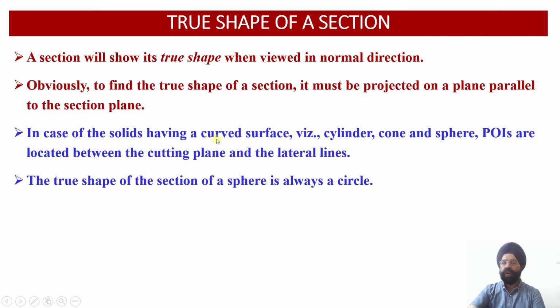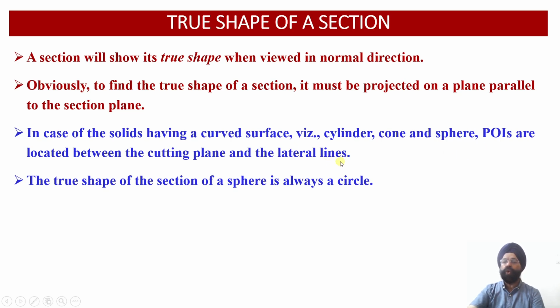So in case of solids having curved surfaces, that is cylinder, cone and sphere, the POIs are located between the cutting plane and the lateral lines. What are these lateral lines? These are the generators or the artificial generators into which we are going to divide our cone or a cylinder, because we have already discussed this while discussing the projections of solids.